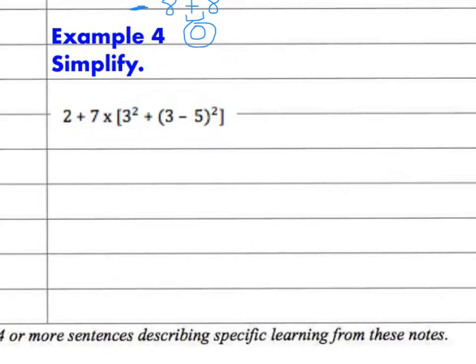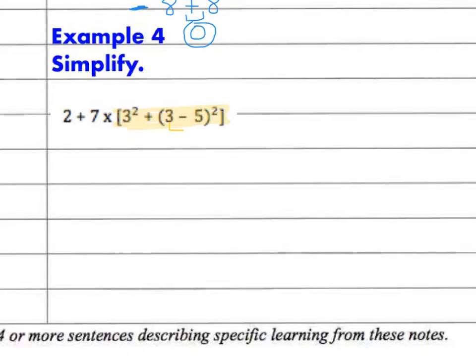Example 4, simplify. We're going to simplify 2 plus 7 multiplied by the quantity of 3 squared plus the quantity of 3 minus 5 squared. All right, so this is a long problem. What we need to look at first is inside these brackets right here, because all of this is a grouping symbol. So I'm going to concentrate first right here in these brackets. Within the brackets, I have parentheses, so I will do that first.